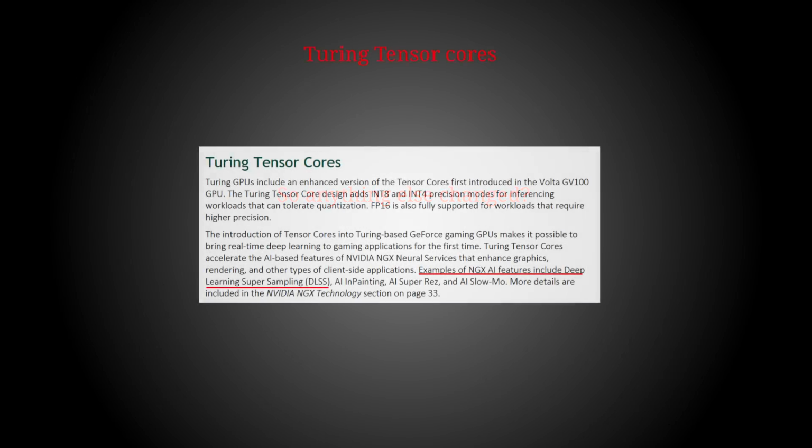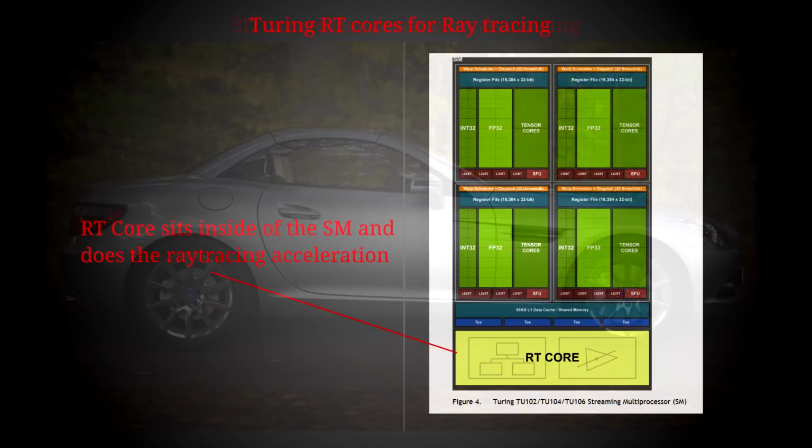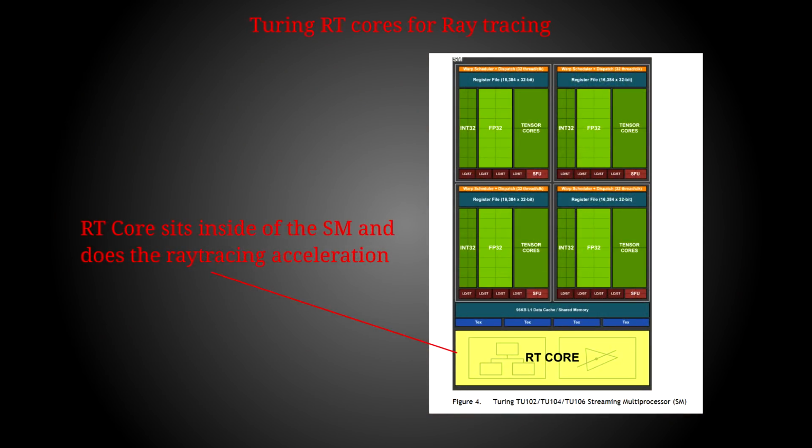Well, the SMs were also given the tensor cores, which allow these GPUs to utilize Nvidia's DLSS anti-aliasing technique. They also operate the denoising technique used to clean up the ray-traced sections of a scene, which brings me to the RT cores. These cores sit inside of the SMs, being one of the reasons for the massive increase in the size of the SMs.